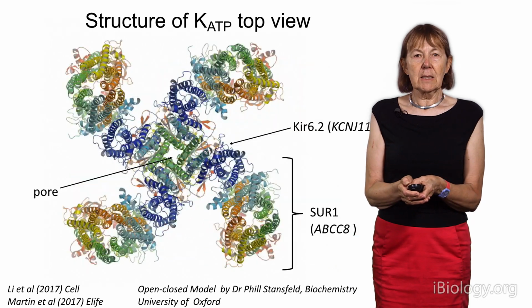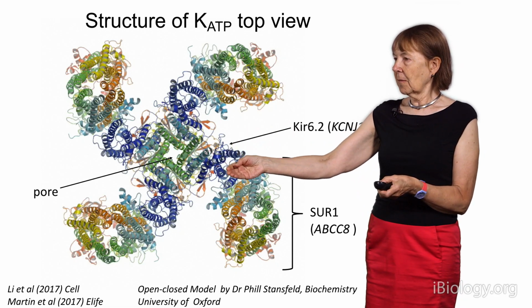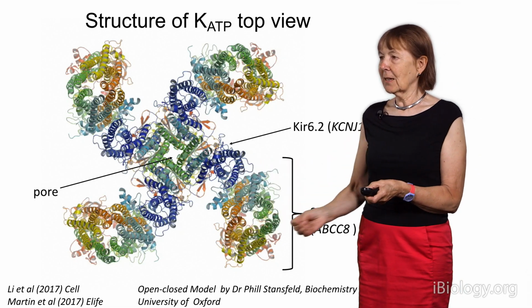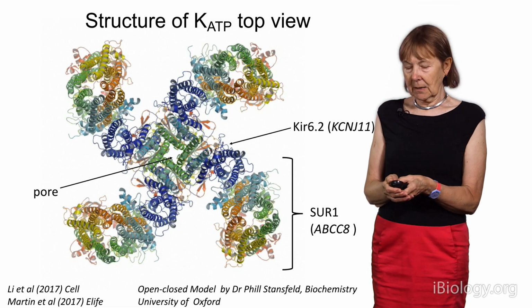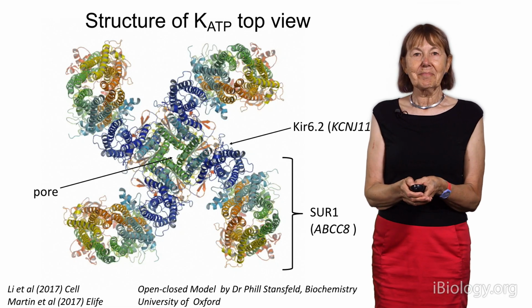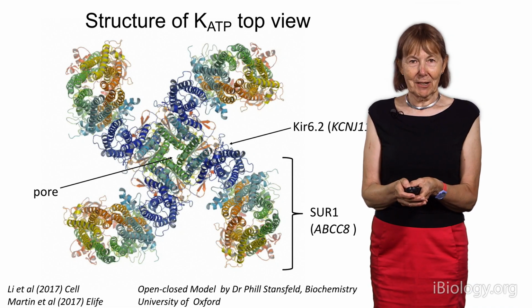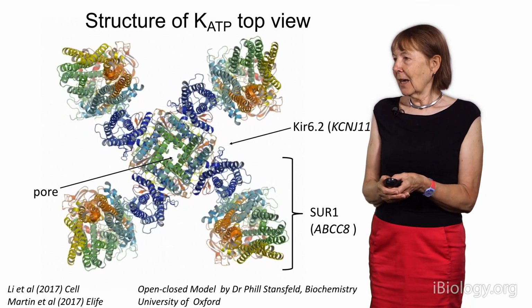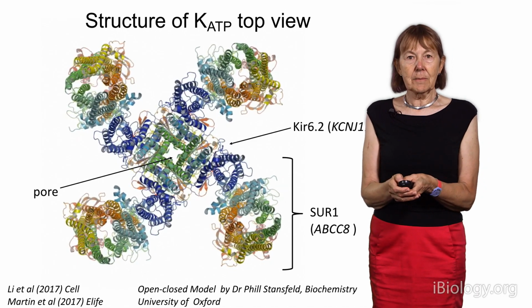And you can also see this in top view with the Kir6.2 subunits in the center here. And here, this is the first part of the sulfonylurea receptor, and the rest of the sulfonylurea receptor subunit is down here. And you can even see the pore in the center through which the ions will move. So we're looking forward to ever increased resolution of these structures. And now you can see how it is predicted to move when the channel opens and closes.